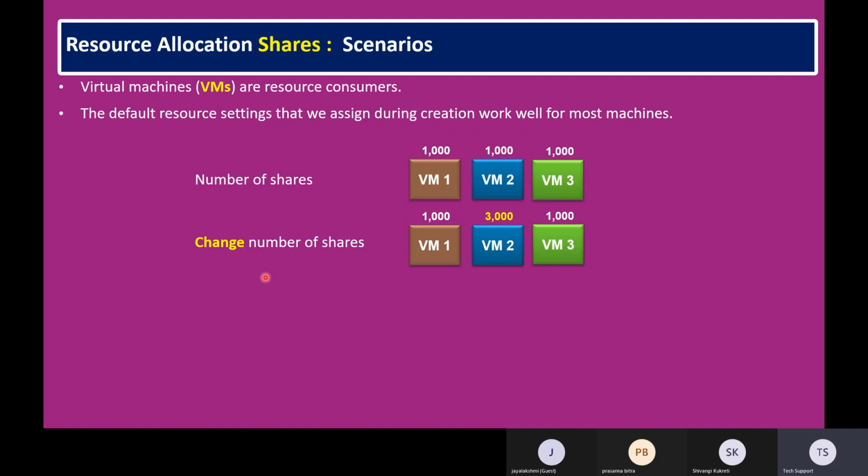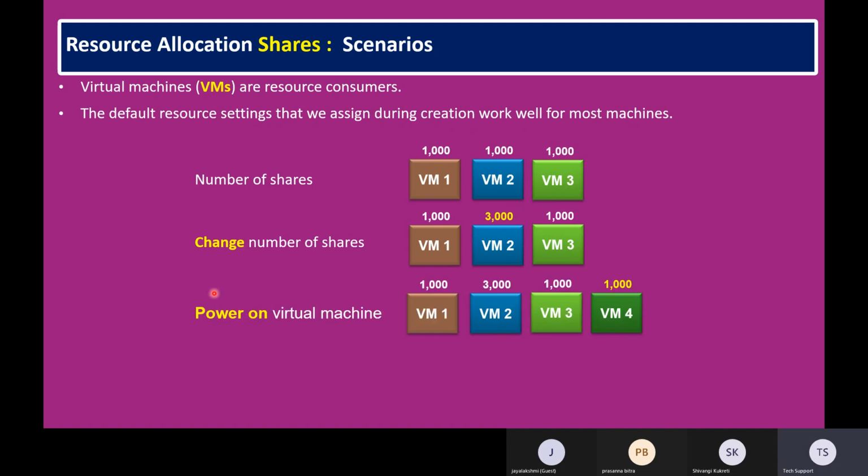Let's verify the third scenario. In the first and second scenarios, we have only three virtual machines here. But in the third scenario, a fourth virtual machine is powered on. That means by default it will start consuming an additional 1000 shares from our ESXi host or cluster level. This is the third scenario.